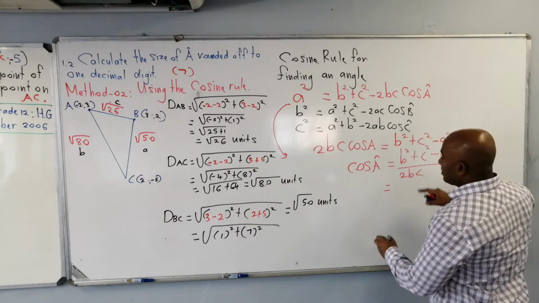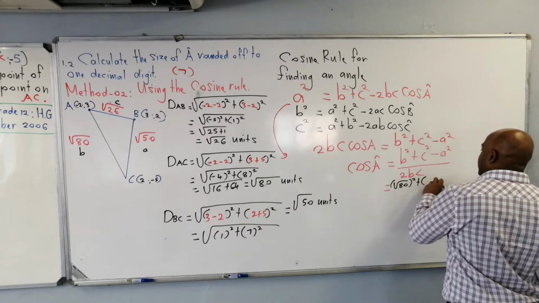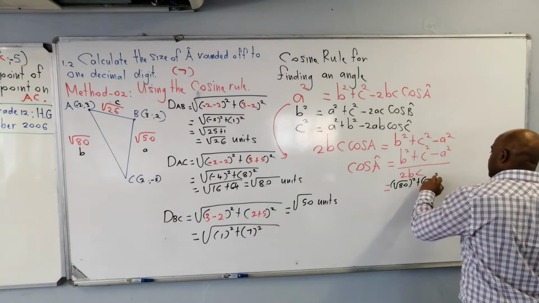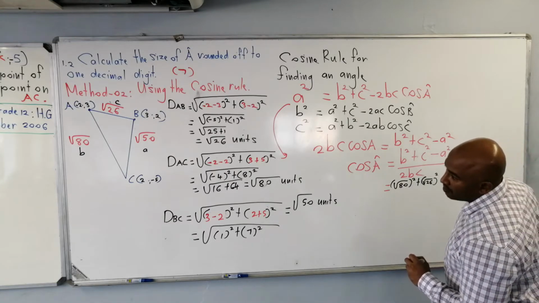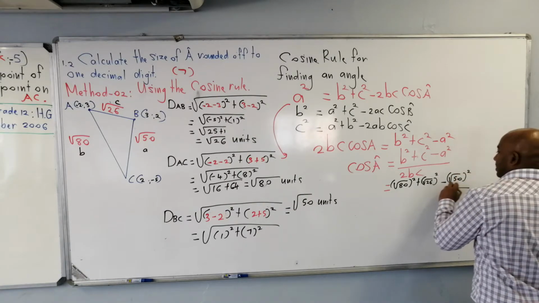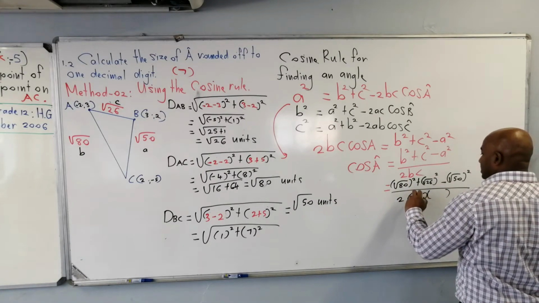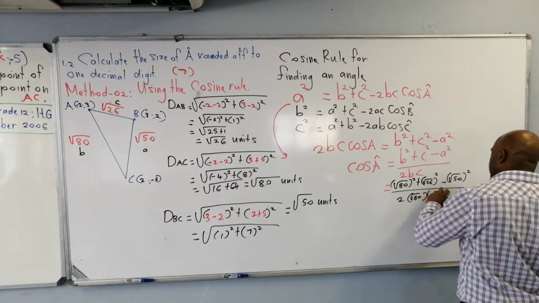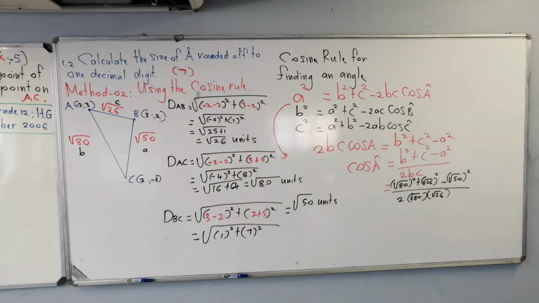So B squared plus C squared, that's going to be the square root of 80 squared plus C squared, where C is the square root of 26 squared, minus A squared. A is the square root of 50 squared, divided by 2 times B times C. Same BC there, which is the square root of 80 times C, which is the square root of 26. Let's see what we get here.